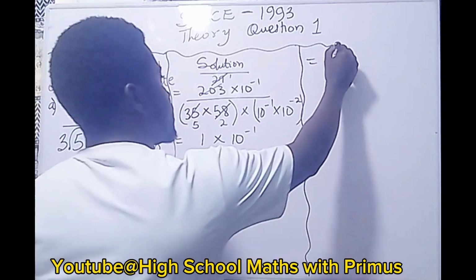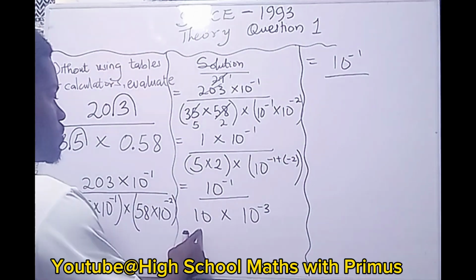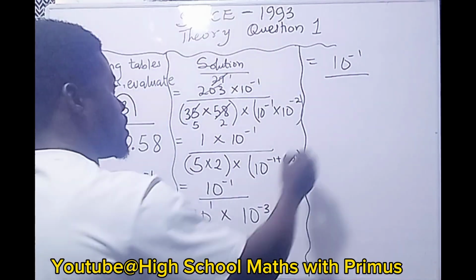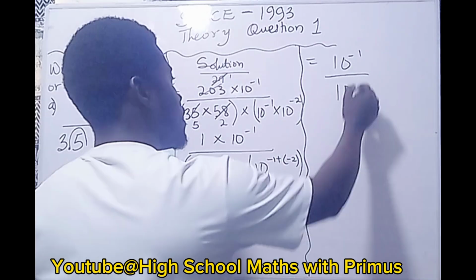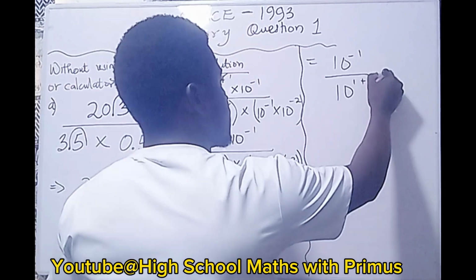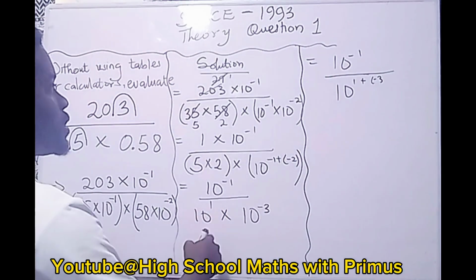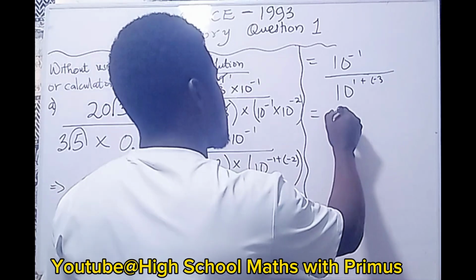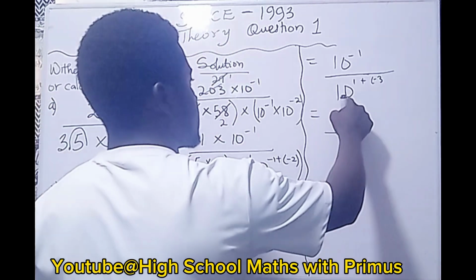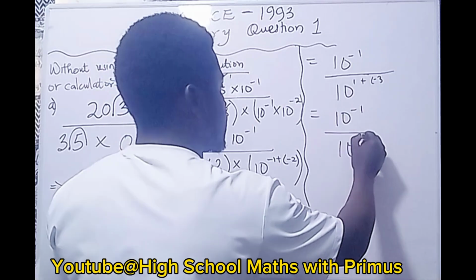This is the same as having 10 to the power negative 1 over 10 raised to the power 1. You know there's 1 here. So we add their exponents. That's 10 to the power 1 plus negative 3, because they are the same base. So we add their exponents when they are multiplied. This is the same as having 10 to the power negative 1 over 10 to the power 1 minus 3, which is negative 2.